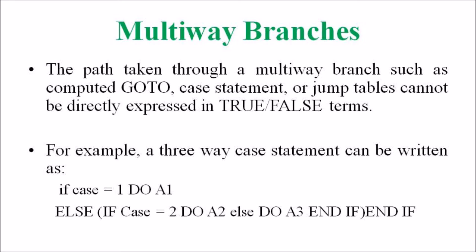For example, a 3-way case statement can be written as: if case is equal to 1, then do A1. And in the else condition, we can state 2 different terms. In the else-if ladder, we can state else if case is equal to 2, do A2, else do A3. So by using these else-if ladders, we can avoid the switch case statements and simply convert these multi-way branch statements into simple predicate statements.